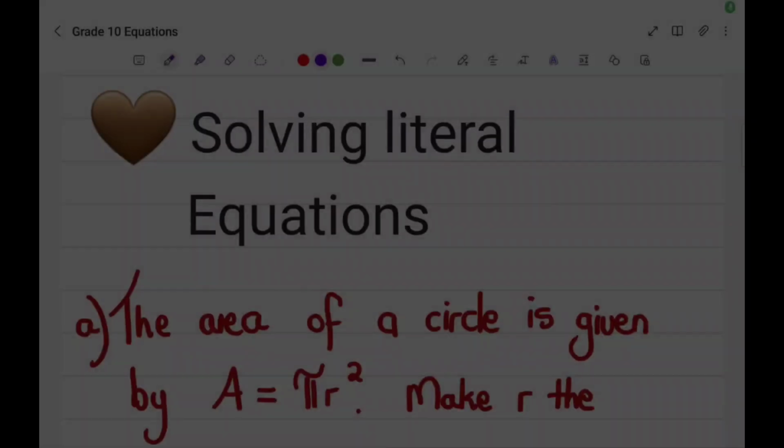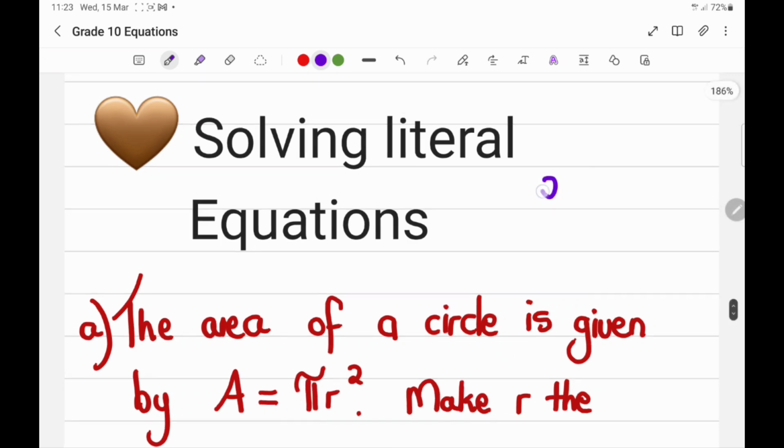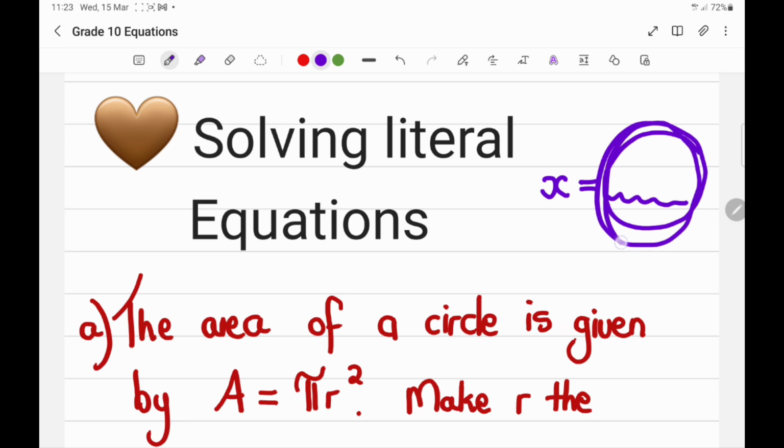All right. The next type of questions that you can get with equations, solving literal equations, and we call this making a variable the subject of the formula. The subject of the formula means that we want to get it alone. If you're making x the subject of the formula, then you want x is equal to whatever, and it doesn't matter if there's variables and stuff, all that side. All we want is we want x alone.